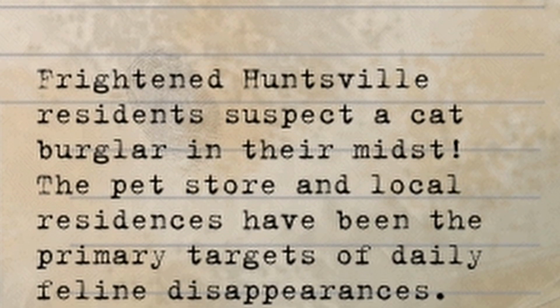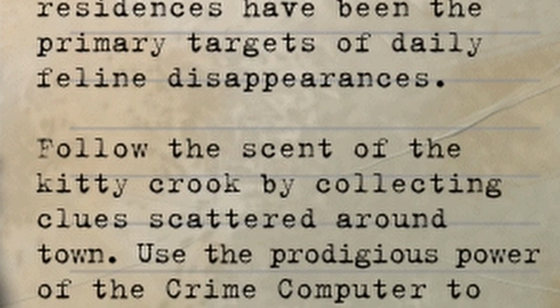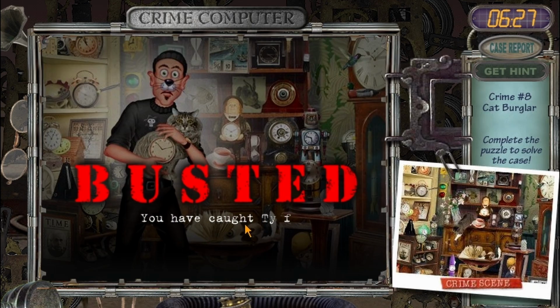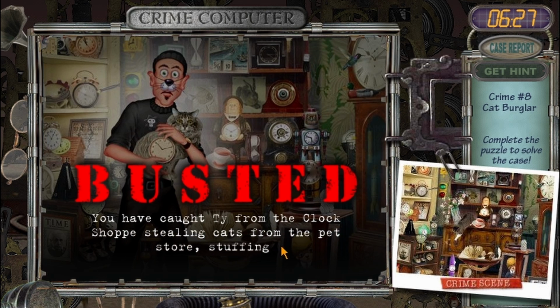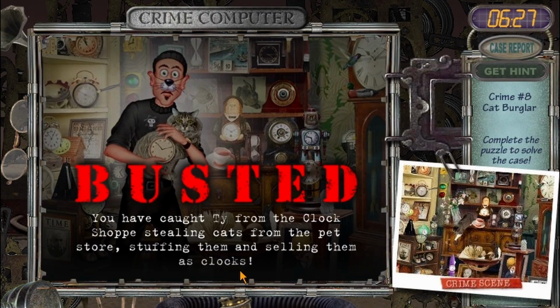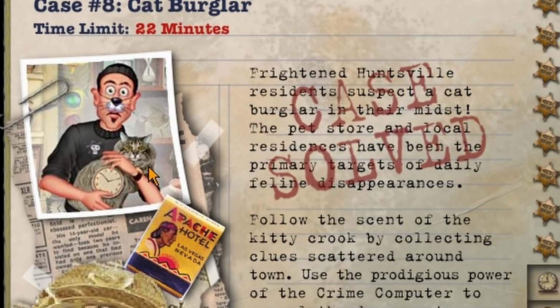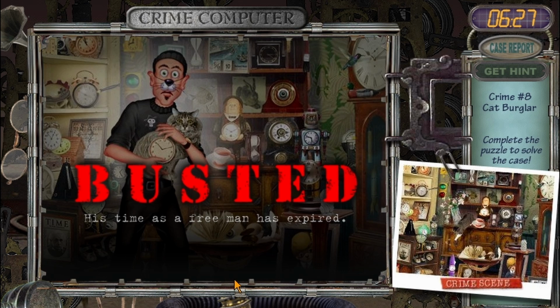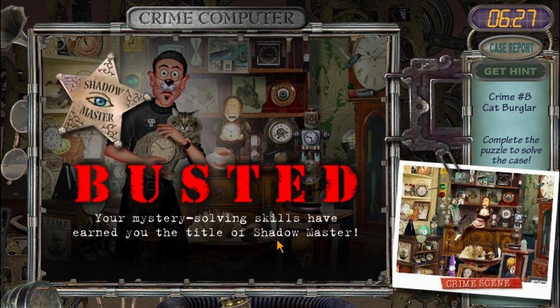Various disappearances of pet cats that are owned by the residents around the area and the pet store. The protagonist found out that it was Ty, the owner of the clock shop, who was responsible for stealing cats, forcing a clock in their bodies, and selling them as clocks. The skull emblem is pinned on the right chest of his shirt. And therefore, after finding him in his clock shop, the protagonist received a ranking of a Shadow Master.